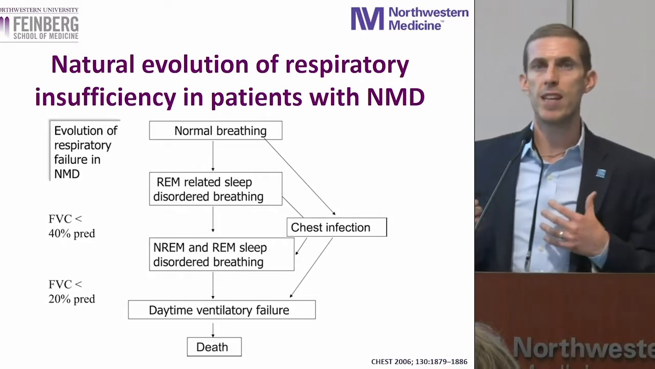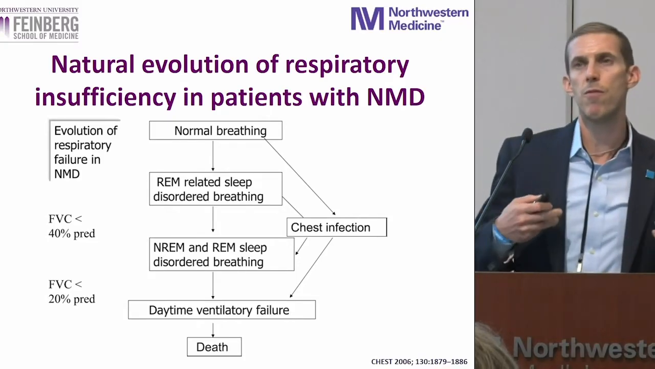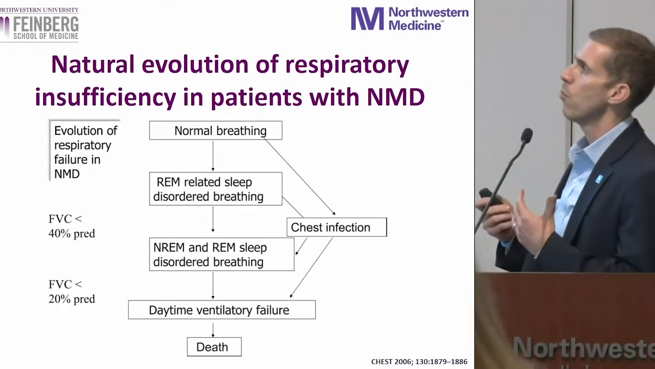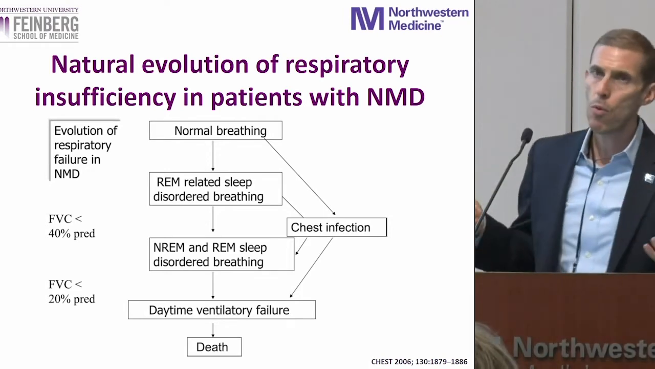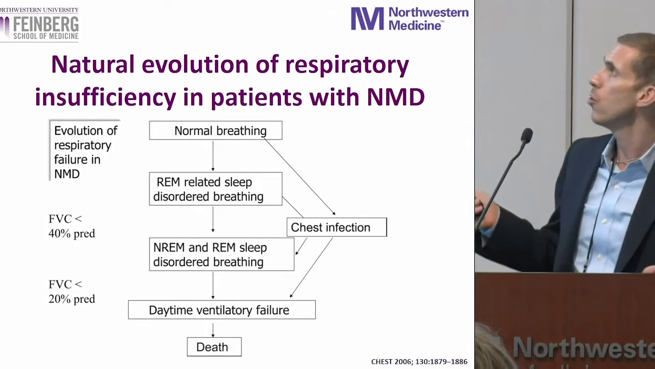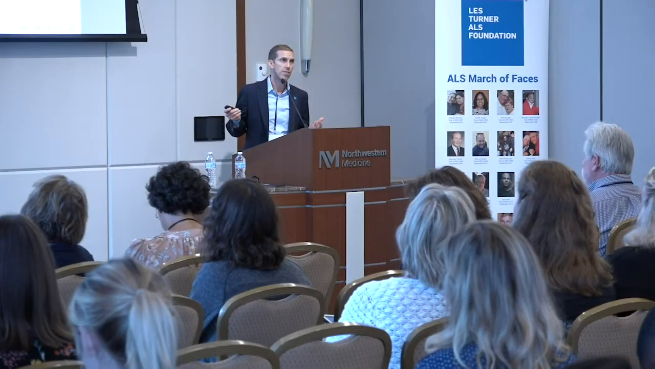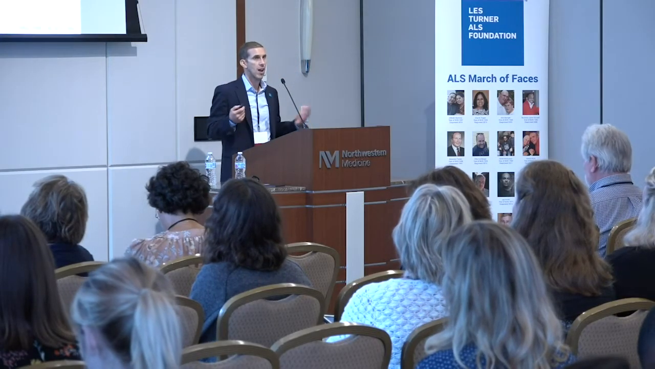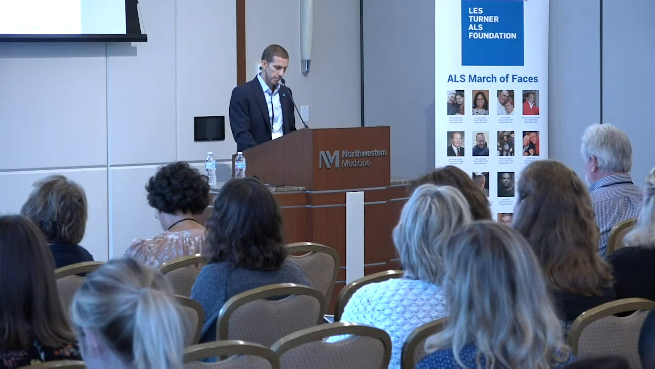As your forced vital capacity drops, you start to see disruptions in both your non-REM and your REM sleep. And as the forced vital capacity drops even further, you start to see symptoms of daytime respiratory failure. They may start to have fatigue during the day, and more shortness of breath during the day. At any point during the evolution of the disease, you're always at risk for chest infections because as the respiratory muscles get weaker, you're not clearing your secretions.